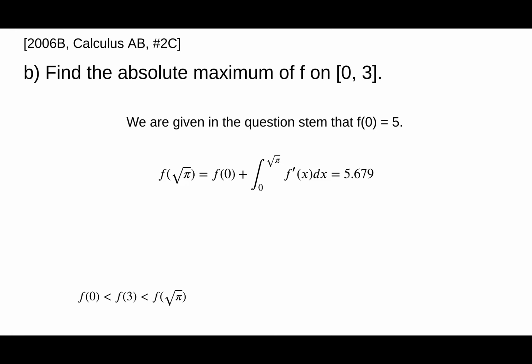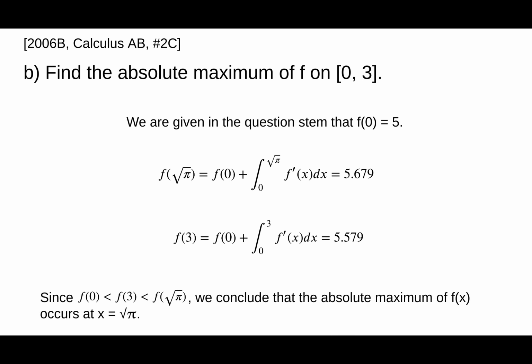All right, so f of the square root of pi, we can calculate using our calculator. It's about 5.679. Likewise, we can find f of 3. That's going to be f of 0 plus this integral from 0 to 3 of f prime of x dx, and that turns out to be 5.579. All right, and so now we have a comparison between all 3 of those function values. f of 0 is less than f of 3, and f of 3 is less than f of the square root of pi. And based on this, we can conclude that the absolute maximum value of f of x will occur when x is equal to the square root of pi.